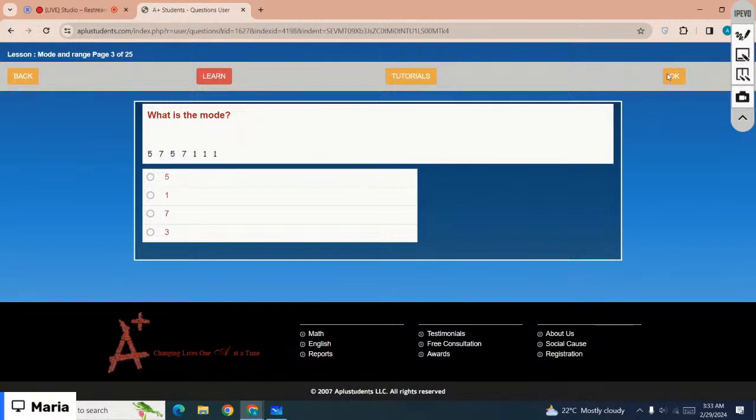What is the range? Sorry, what is the mod? Which is the correct option? Which number you can see most of the time? Mod is the number that appears the most of the time in the given data. So you can see 1 appears 3 times in the data. So the mod is 1. The correct option is 1. Got it?